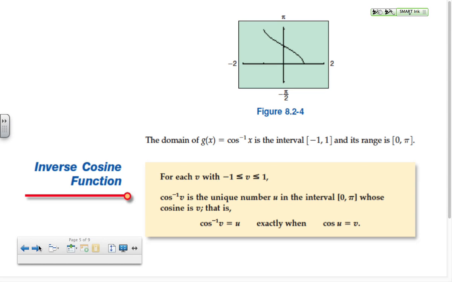Cosine function, again, a real similar idea. We take the inverse of it. V again has to be between negative 1 and 1. And now the interval for the cosine function is going to be a little different. It's going to be from 0 to pi instead of negative pi over 2 to pi over 2.